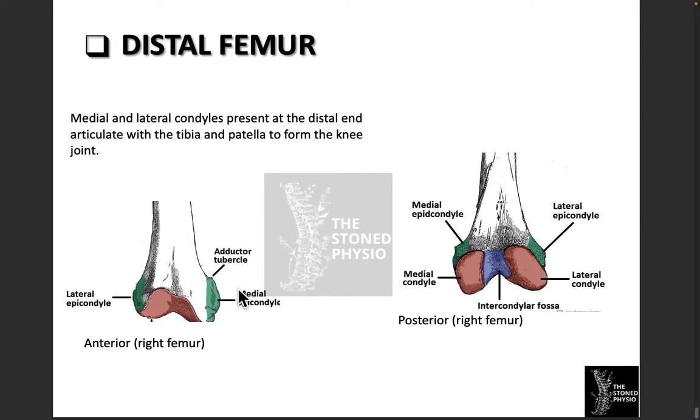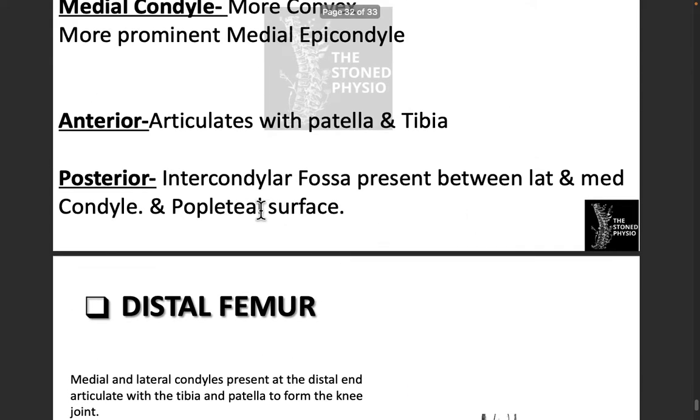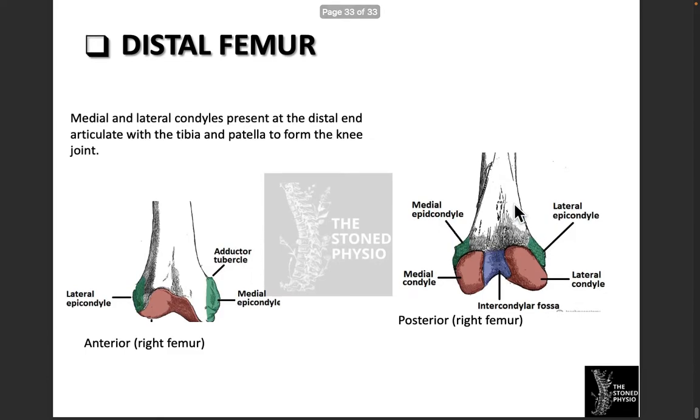So the patella has its attachment on the anterior aspect of the distal part of the femur, and on the posterior part we have this intercondylar fossa. We'll talk about the significance of the intercondylar fossa, how it improves the stability of the patella. On the posterior side we have this fossa, and we can also talk about this particular surface. We can call it the popliteal surface, because of course there is this muscle.